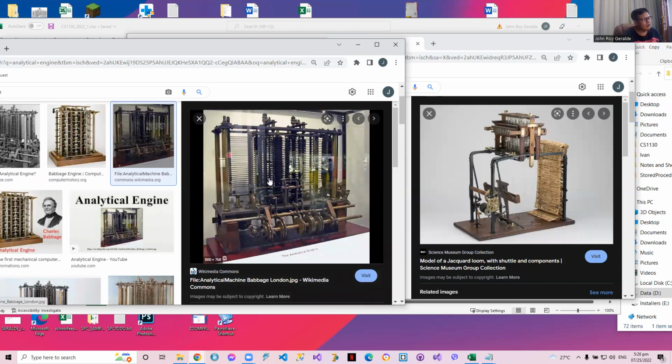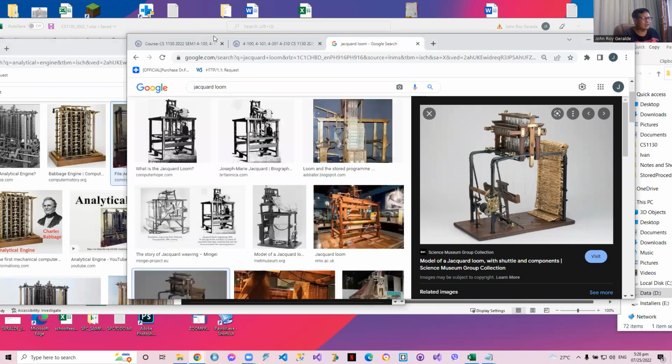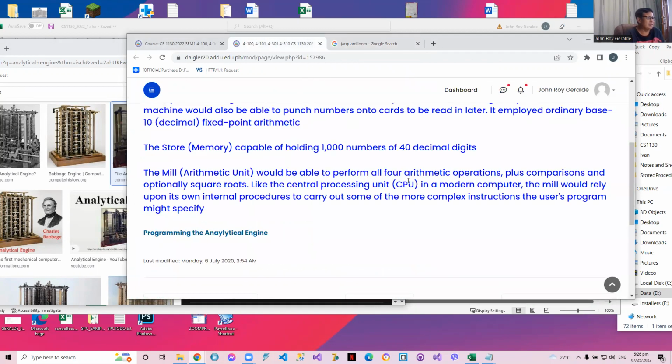Now this is a smaller version of the analytical engine because this can only store 20 digits. This was a version that was attempted to be constructed by Charles Babbage himself. Okay, so the mill and the store. The mill is like the CPU, the store is like the hard disk. But the store is composed of a Jacquard loom, kasi these are the only available things during those times. Do you follow? Any questions?